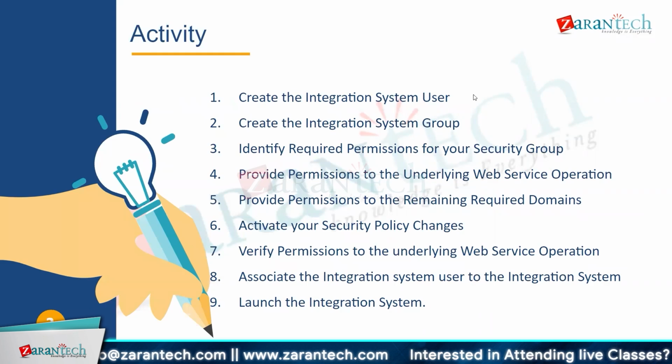So we have created the integration system user and the system group. We have identified the required permissions, provided permission to the underlying web service operation, going to the functional area, domain security policy, and then adding the users into that. Then provide permissions to the required domains. You always activate your security policy changes after you make changes to domain security or business process security. Verify permissions, associate the integration system to the user, and then launch the integration system.